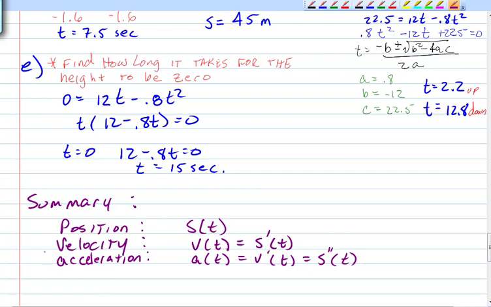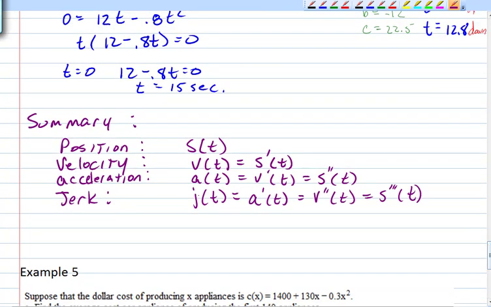And then we have something called jerk. If you've ever ridden a roller coaster, you know what jerk is. It's when you quickly change acceleration or direction. That's j of t, which would be the derivative of the acceleration, which is the second derivative of the velocity, which is the third derivative of the position function. And remember, speed is the absolute value of the velocity.